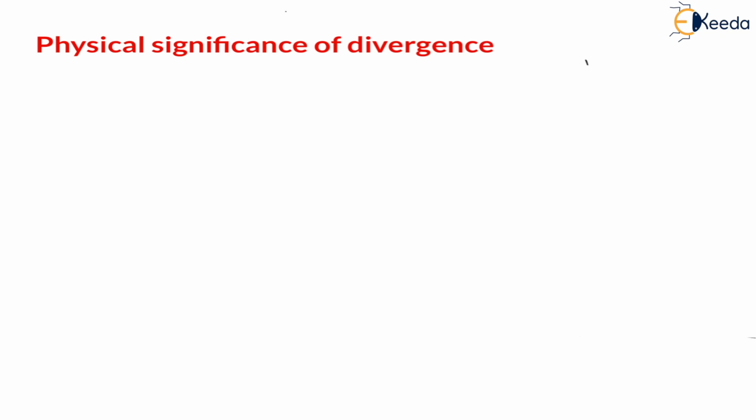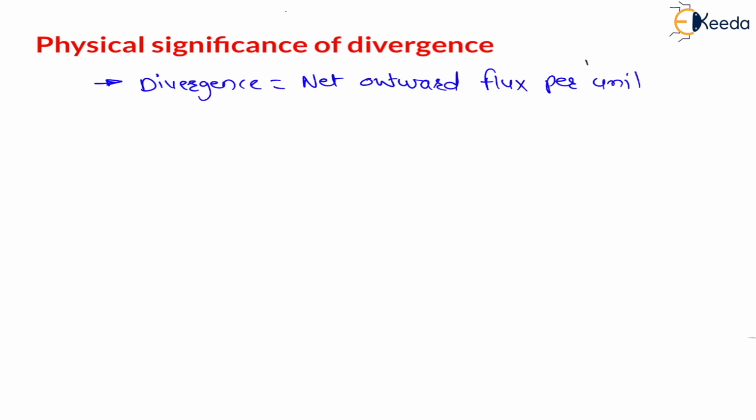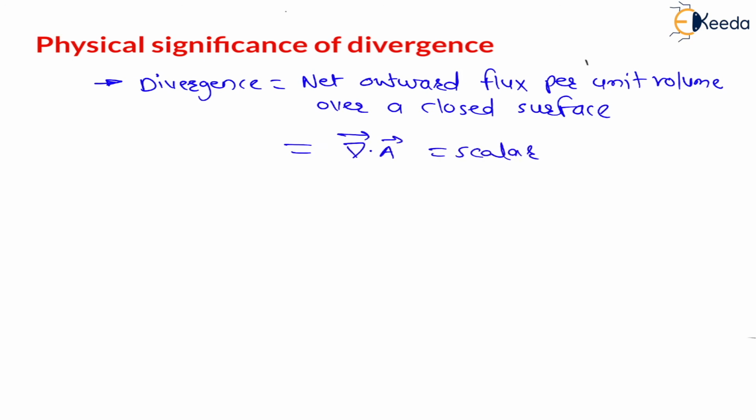So, my dear students, simply write down the definition of divergence. I am writing at the end the definition of divergence. Divergence is a net outward flux per unit volume over a closed surface. This is the definition of divergence. For any vector A, it is written as del dot vector A, and it is always a scalar quantity because it is a dot product.